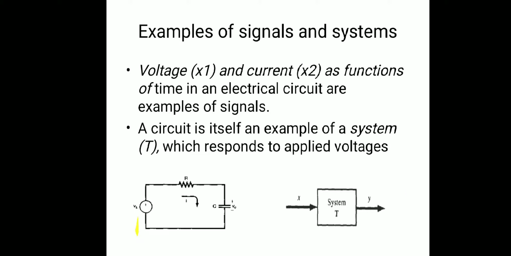Here also you can look at this. This is a system which consists of a voltage source, a resistor and a capacitor, with current flowing. This is what a system is.